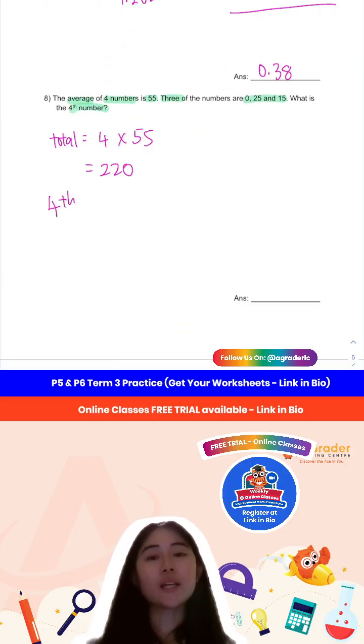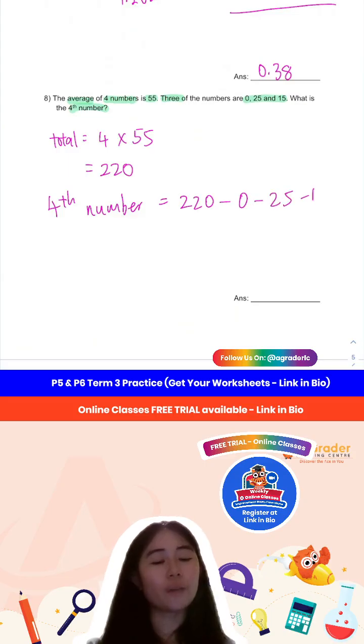Okay, then after that, your next step to find the fourth number is to just minus it off from the total. So you can use the total, then you minus away the other three numbers, which is 0, 25, and 15. Minus it away, you will get 180 as the answer. Okay, so fairly simple.